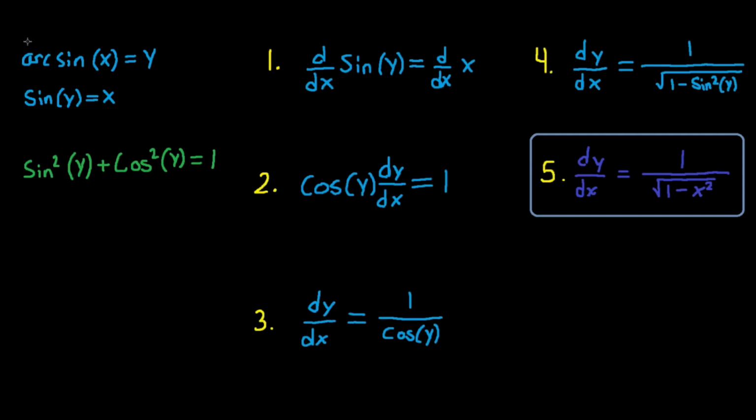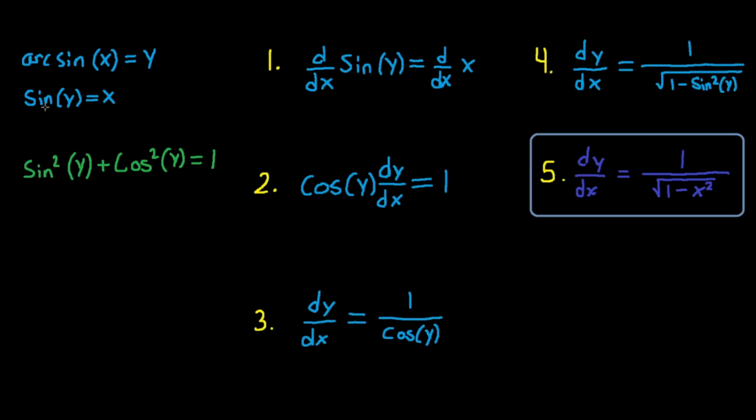Okay, so this is going to be the derivative of arcsine, or the inverse of the sine function. On the left side over here, I wrote arcsine of x is equal to y. Since these are inverses, I can also say that sine of y is equal to x. The reason I can do that is inherently because they're inverses.